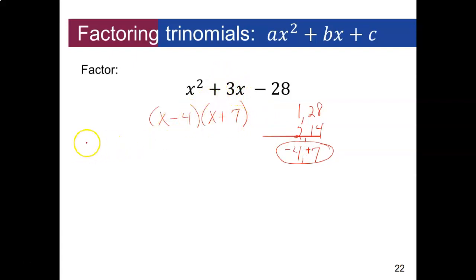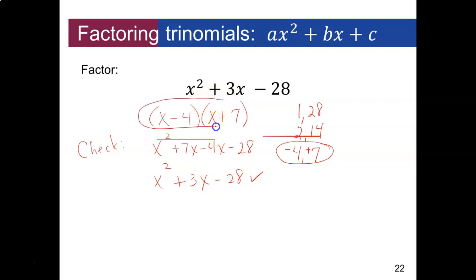If we want to check it, then we could always FOIL it back out. So we would have x squared plus 7x minus 4x minus 28. And we can see that that would be x squared plus 3x minus 28. And so therefore we've done it correctly. But our answer when we're asked for the factorization is going to look like this, not this. This is just checking your work with that.